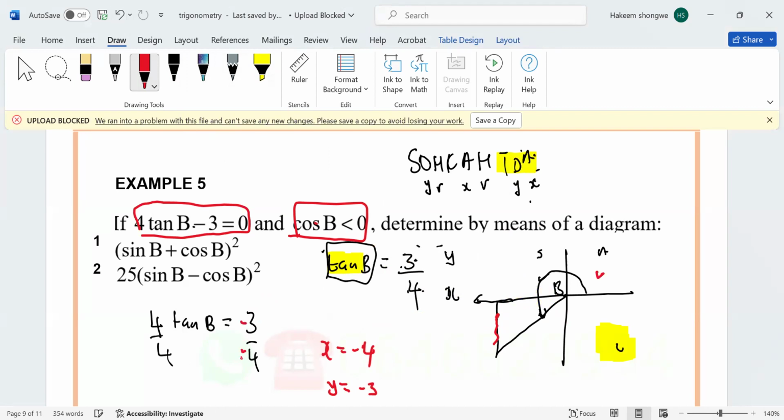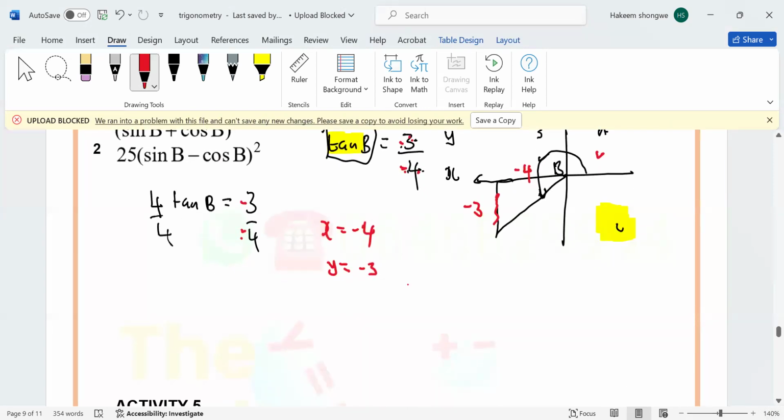What is a negative and a negative? Yeah, a negative and a negative. That is why we ended up with positive 3 all over 4. But this one, 3 is negative and 4 is also negative. But if you find a negative and a negative, they give you a positive. Then you can update your diagram and say, okay, this one here is minus 3, but this one here is minus 4.